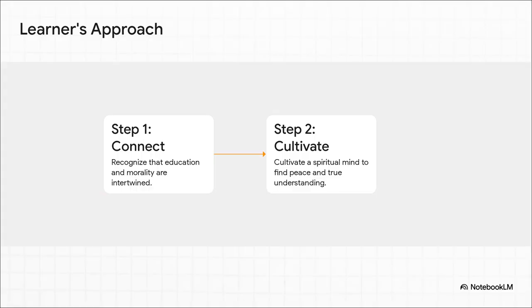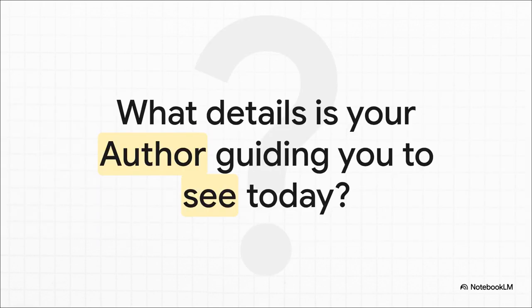So what's the takeaway? It really boils down to a two-step approach for anyone who wants to learn this way. First, just recognize that knowledge and morality are woven together. They're not separate things. And second, actively work on cultivating a spiritual mindset, because that's the foundation for finding real wisdom and peace. And so that leaves us with one final question to think about. Whether you're opening a textbook tomorrow, or your Bible, or just looking at the world around you, what are the small, intentional details that your author is trying to guide you to see? And what wisdom is just waiting there for you, if you're willing to slow down enough to find it?